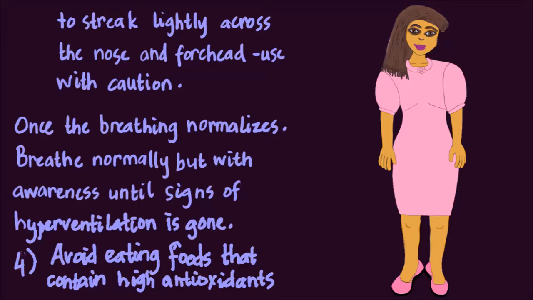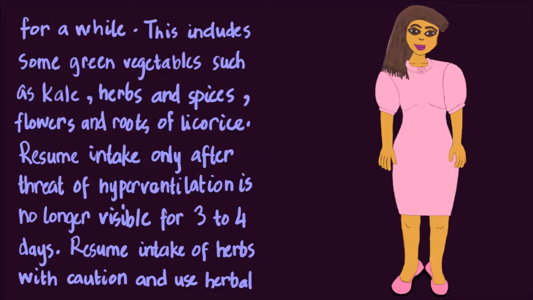Number 4. Avoid eating foods that contain high antioxidants for a while. This includes some green vegetables such as kale, herbs and spices, flowers, and roots of licorice. Resume intake only after threats of hyperventilation is no longer visible for 3 to 4 days.